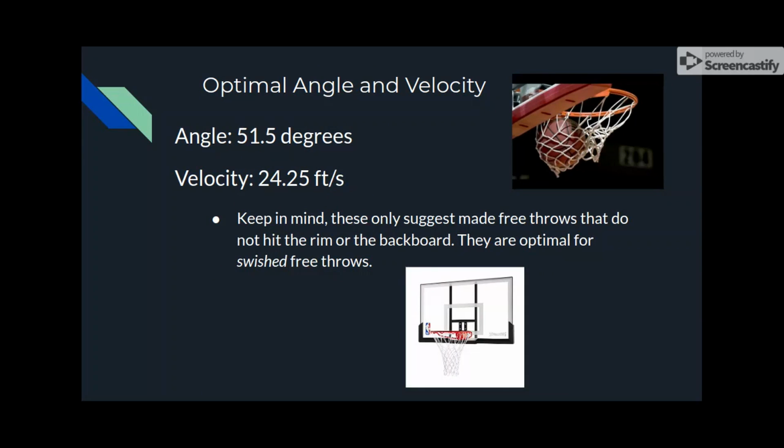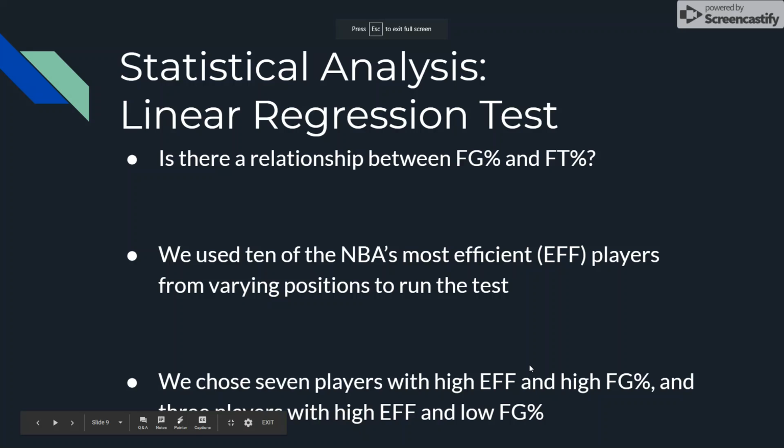So our findings were that the optimal angle was a 51.5 degree angle release, and the velocity would be around 24.25 feet per second. Now, it's worth keeping in mind, as we said, that some of these shots might hit the backboard and go in or hit the rim and go in. This is just an optimal swished free throw, and also other angle and velocity combinations within the parameters we outlined before may work as well.